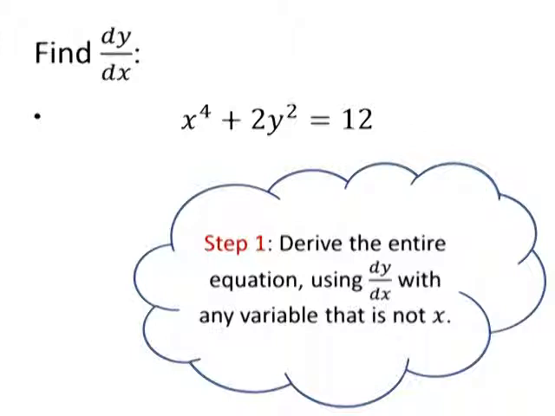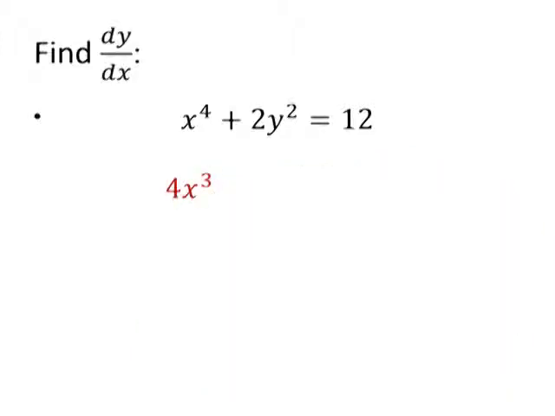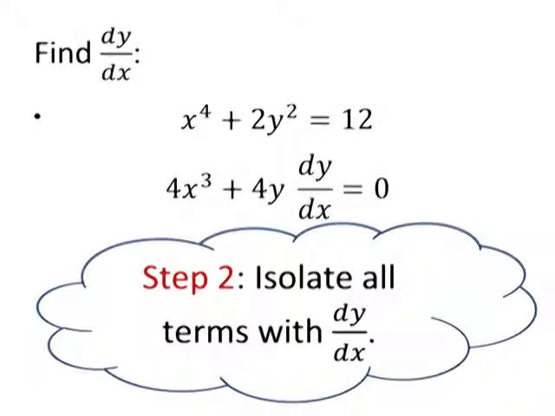So the first step is to derive the entire equation all the way across using the dy dx with any variable that's not x. So for the first term I get 4x cubed. For the second term, I get 4y, differentiating as normal, and then I'm going to multiply that by dy dx using the chain rule, and that's equal to 0 because 0 is the derivative of 12 or any constant.